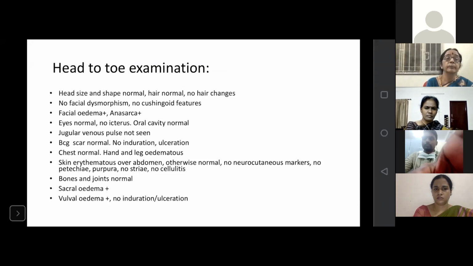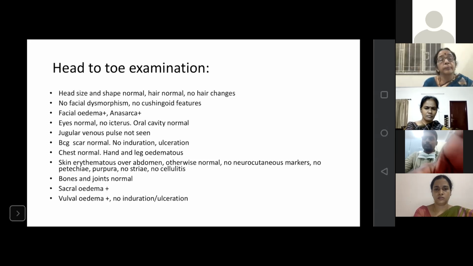Eyes were normal. No cataract was seen. There was no icterus. Oral cavity was normal. No ulcers or oral thrush. The jugular venous pulse was not seen. BCG scar also appeared normal. There was no induration or ulceration of the scar. The chest wall appeared normal.